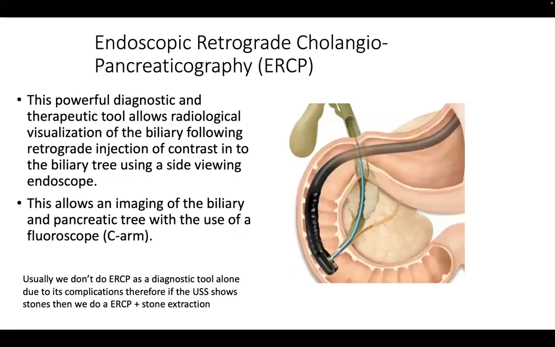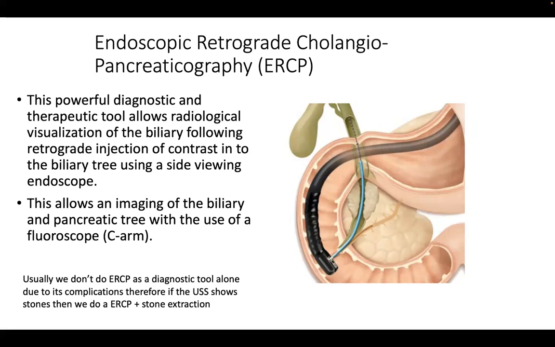Then you have your ERCP. This is a powerful diagnostic and therapeutic tool, and it allows for radiological visualization of the biliary tract following a retrograde injection of contrast into the tree using a side viewing endoscope.